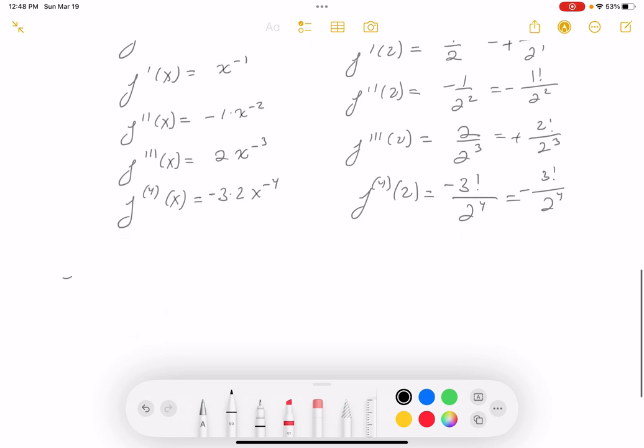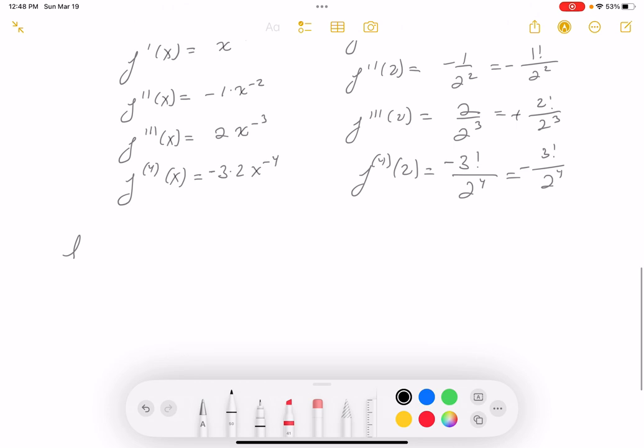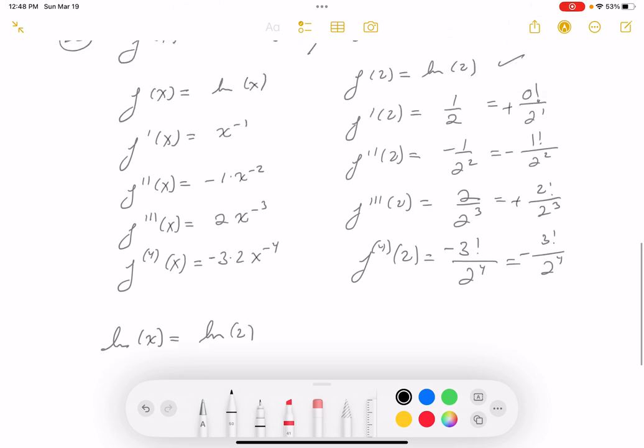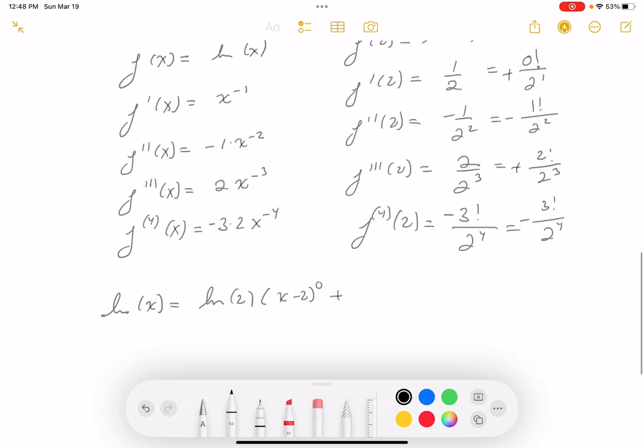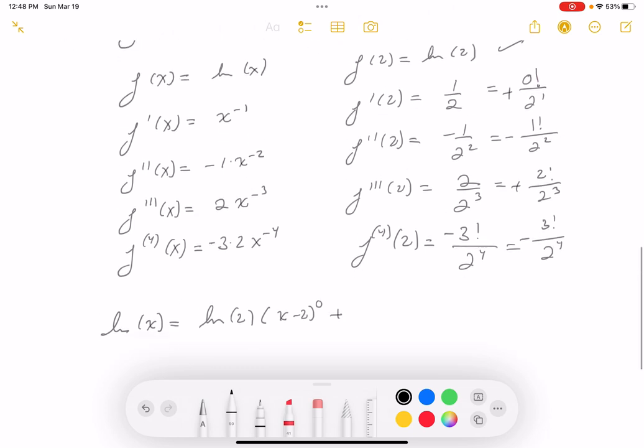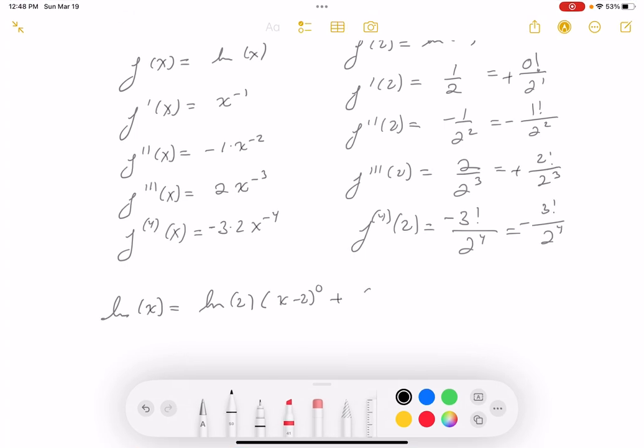So the natural log of x, whoops. Let me get that a little better. Be consistent. Well, it's going to be the natural log of 2. We just did that. And it's centered at 2, right? So it's going to be (x minus 2) to the 0. Let's put the next term down. And looking at it, that's going to be 0 factorial over 2 to the first power, and then (x minus 2) to the first power over 1 factorial.